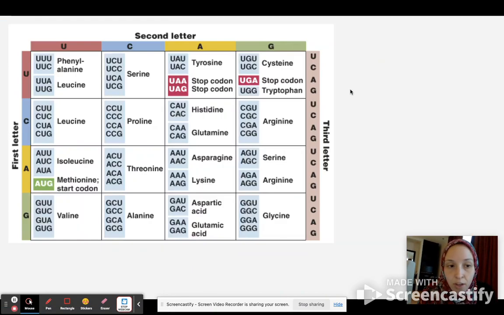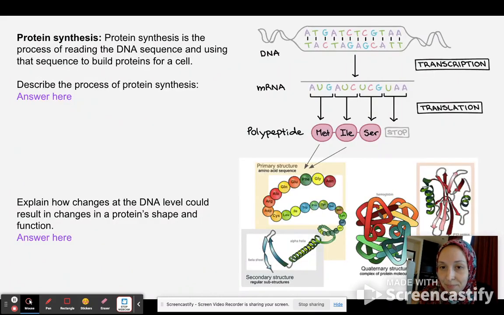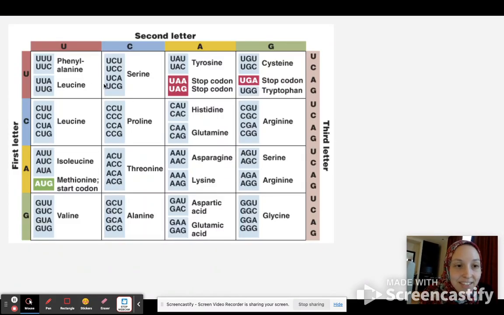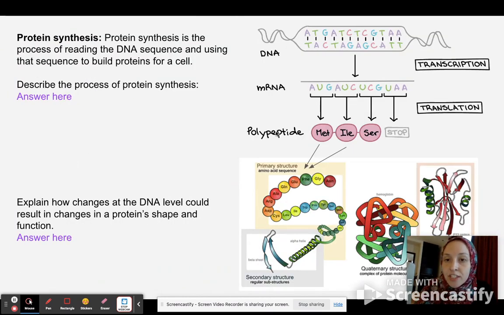You can see here, AUG codes for methionine. AUC codes for, let's see if we can find it in here. I'm sorry, AUC. AUC codes for isoleucine. And so on. Each codon, each 3 letters of my mRNA, codes for a different amino acid, and we put all of those amino acids together to get a protein.